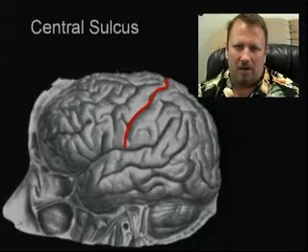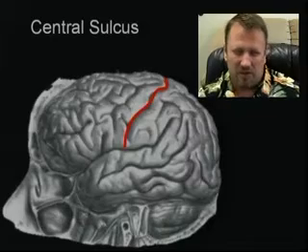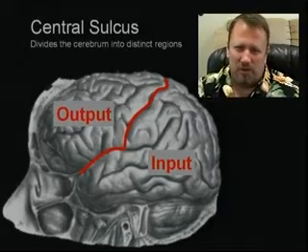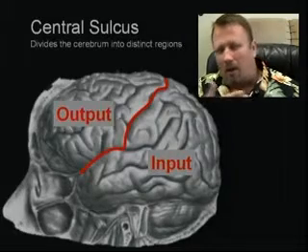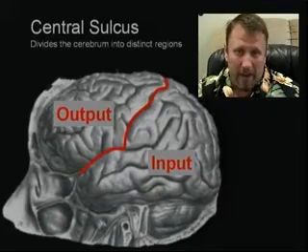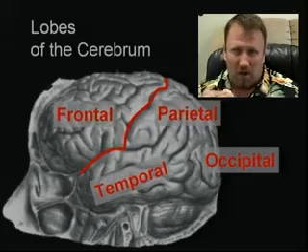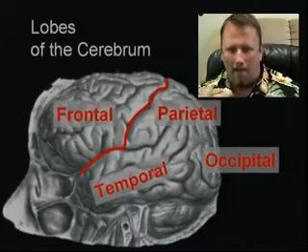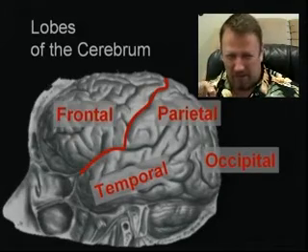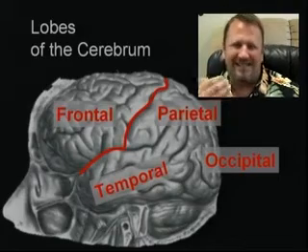I'm not going to make you pick this out on a brain, but I wanted you to be aware of the anatomic significance of the central sulcus, because it quite simply divides the brain into two distinct regions: output, which is on the front of the brain, and input, which is in the back of the brain. And we can divide these into lobes. The frontal lobe is involved in planning motor movement and motor movement. The parietal, occipital, and temporal lobe are dedicated to processing input, processing sensation.